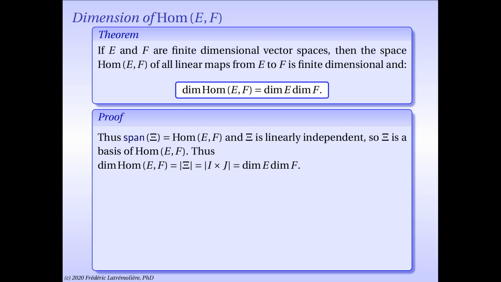So to conclude my theorem, it is sufficient for me to look at the cardinality of xi. But by construction, the cardinality of xi is simply the cardinality of the Cartesian product of the set 1 to n and the set 1 to m. In other words, it is the product of n by m, that is the product of the dimension of E by the dimension of F. And my result is proven.